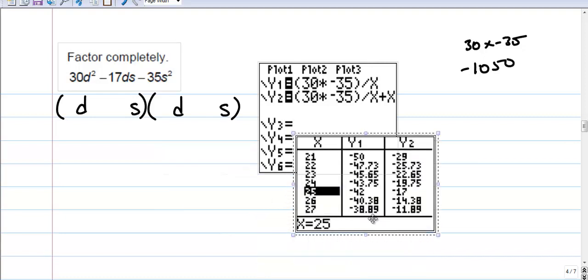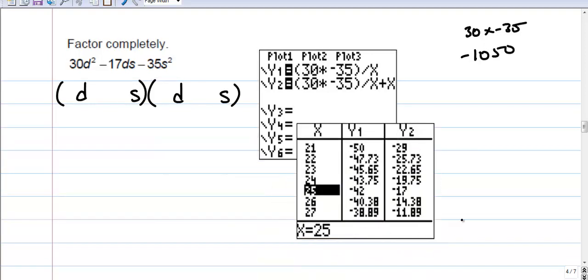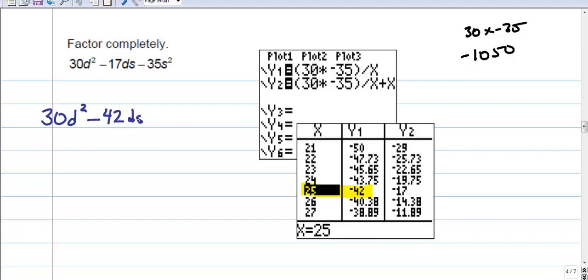Now, just to show you guys the method of grouping, what I would now do is I would break this into, let's say, 30d squared minus 42ds. Move this over here.